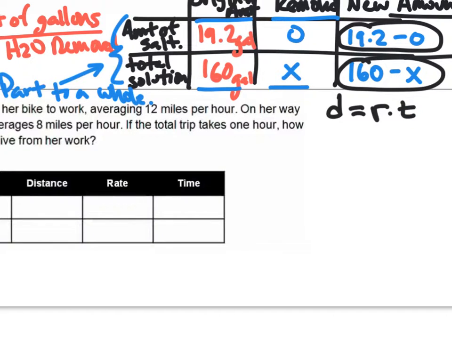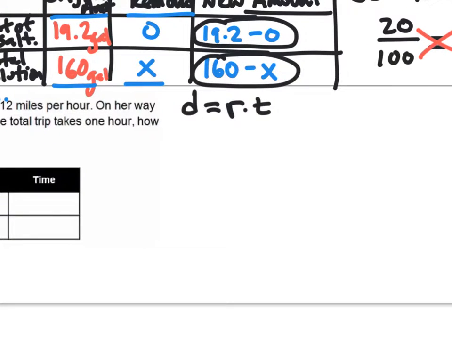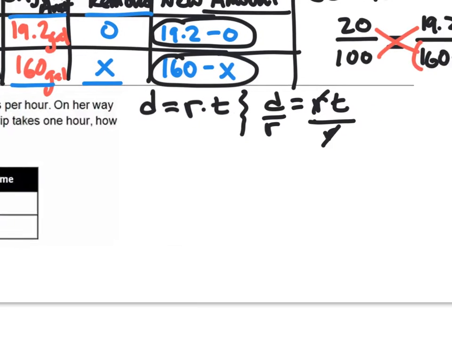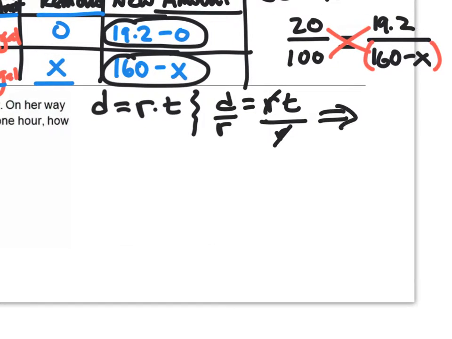Now, I'm going to rewrite this equation again. If you've got D is equal to RT, and you were to solve this equation for, say, time, if I divide by R and divide by R, the R's divide out, and you're left with time is equal to the distance you've traveled divided by how fast you travel.